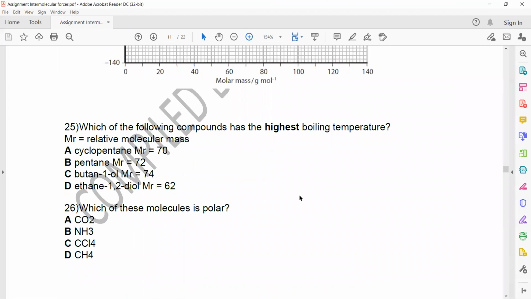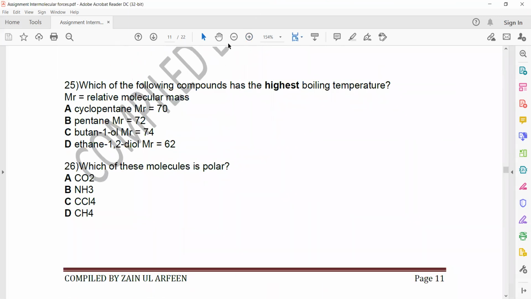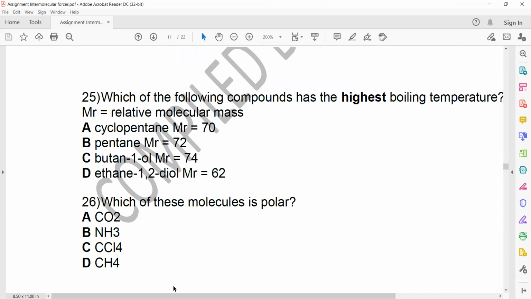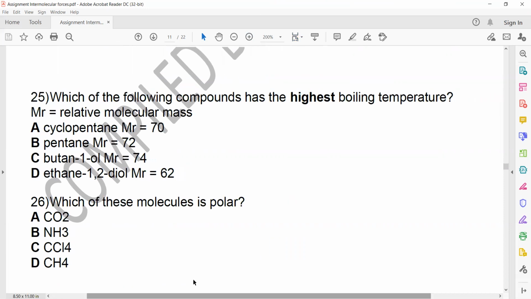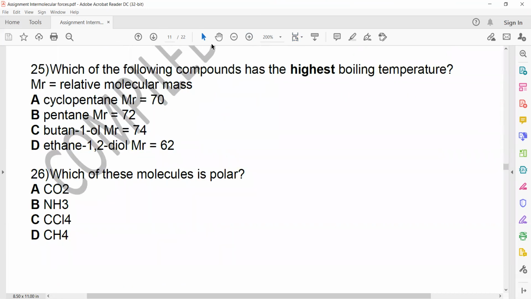In question 25, which of the following compounds has the highest boiling temperature? The relative molecular masses are given. So how can you work out the highest boiling temperature? You have to check the type of intermolecular forces. So cyclopentane will have dipole-induced dipole forces or London dispersion forces.